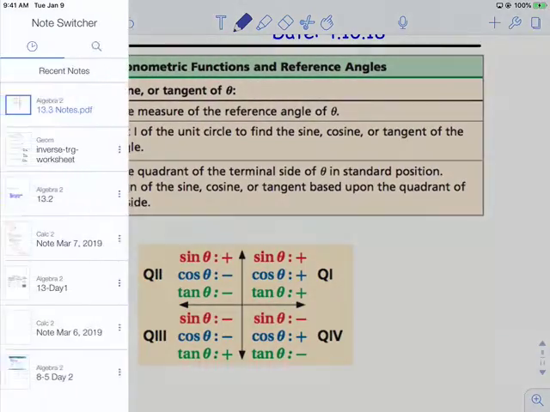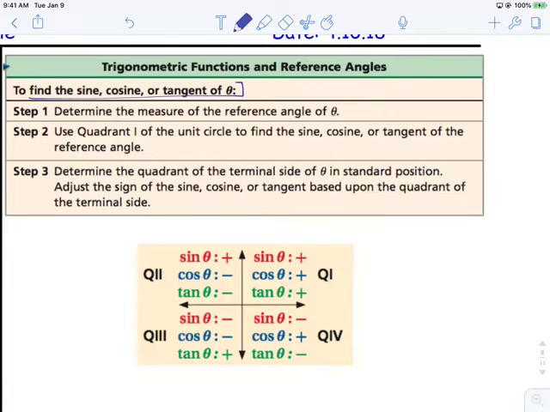To find sine, cosine, or tangent of some angle theta, particularly if it's known on the unit circle, remember that in quadrant 1, we have y positive, x positive, so all things are positive. For quadrant 2, we have x negative, y positive, so that means y over x, which is tangent, is negative, and so is cosine.